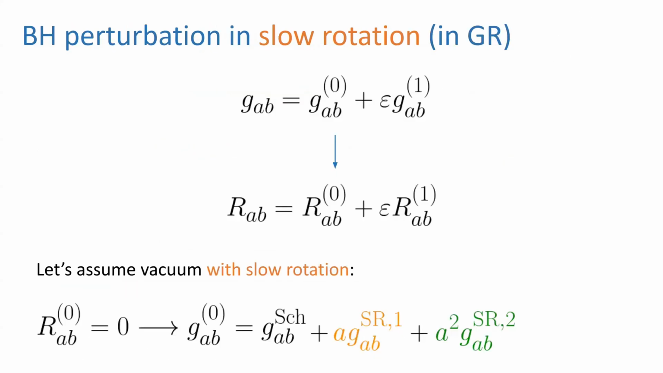So now I want to explain how the core perturbation is done in slow rotation. This can also be applied to pure GR. If you remember before, we take a metric, we perturb it, we plug it into the Einstein equations, we perturb them, and then we look at what is there. Now we assume vacuum, but with slow rotation. So it's the Schwarzschild metric plus first and second order corrections in the spin, which can be obtained by taking the slow spin limit of the Kerr metric.